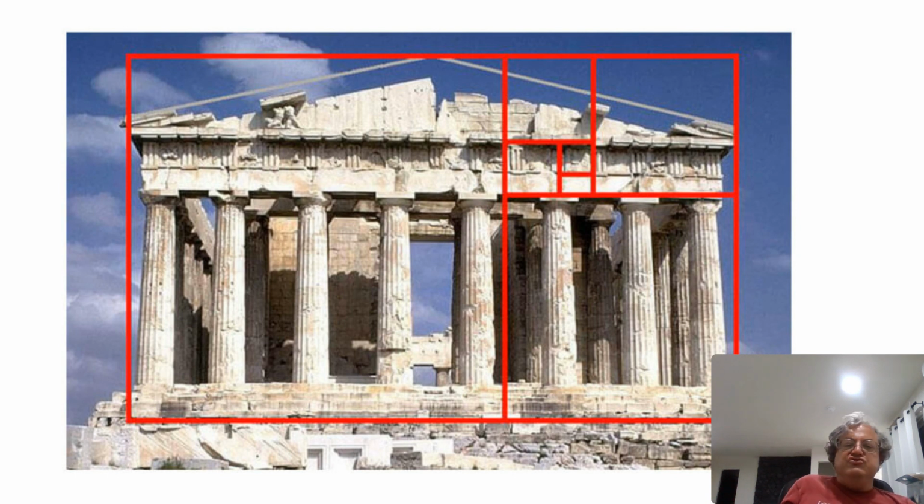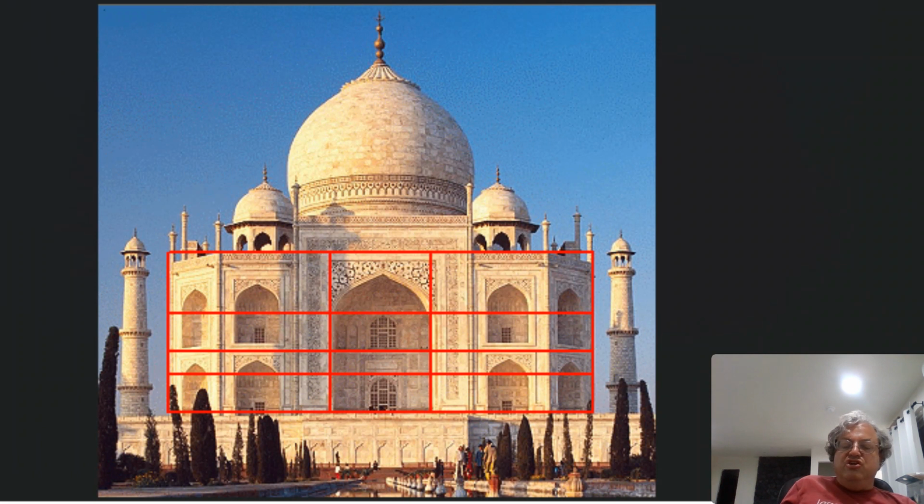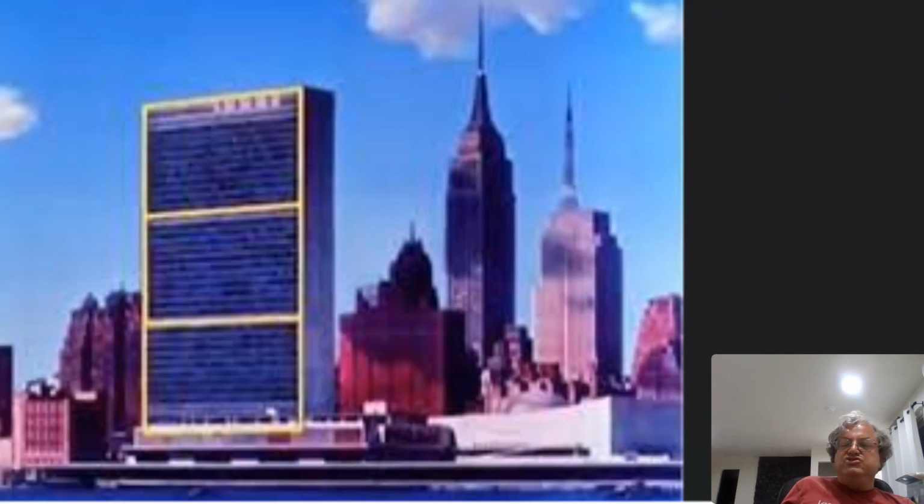And not just Western architecture, but the Taj Mahal in India. Notice the front of the Taj Mahal, how the golden rectangles fit in with that as well. And modern architecture too, the United Nations. I think this was built in 1945. This is the UN headquarters in New York City. And notice that the side of the UN is divided into three golden rectangles. That's how it was designed.